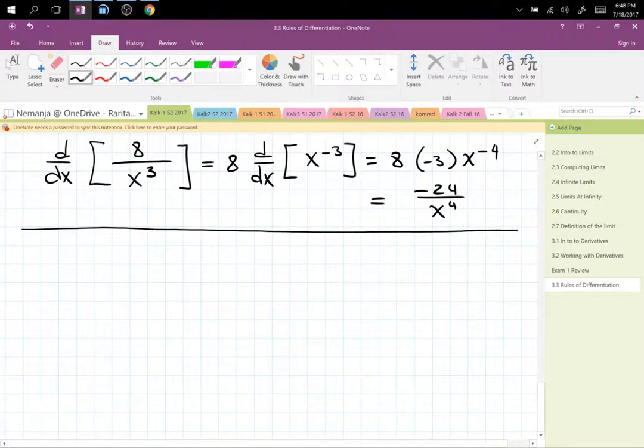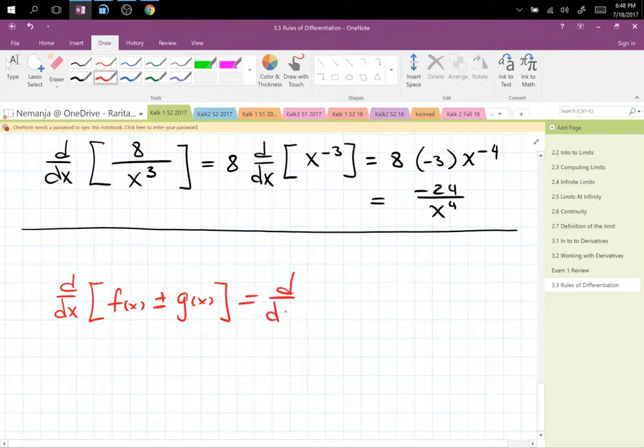So the next one is the sum and difference rule. They only call it a sum rule, but it's a sum and difference because both addition and subtraction work the same. The derivative of two functions that are subtracted can be done as two separate derivatives. So if you have the derivative of f of x plus or minus g of x, that means that you can do the derivatives separately.